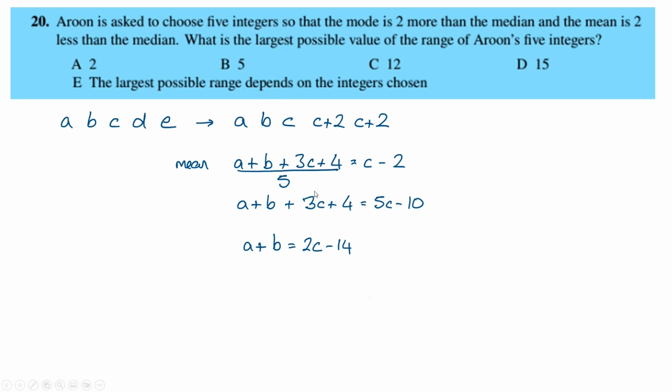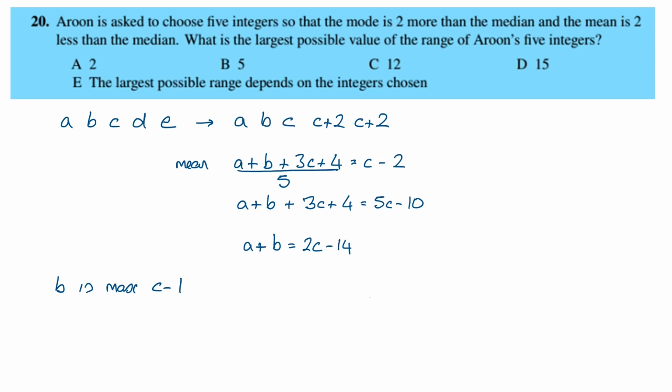So this is where I need to go back to the question and use what the question tells me. So the question says, our 5 integers, what is the largest possible value of the range? Well, we've locked in what the largest value is. The largest value is C plus 2. So the smallest I can make A is going to be the mirror of the largest I can make B. And the largest I can make B without it being another mode is to make it C minus 1. So then I can set B is equal to C minus 1.